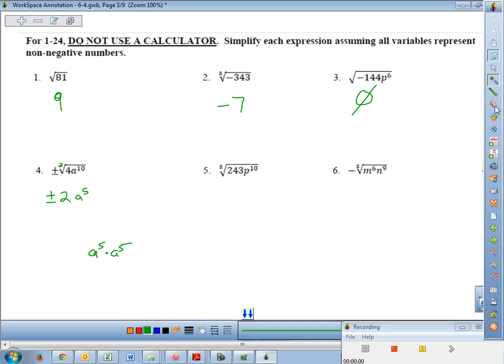Kind of root. Even or odd? Odd. So it doesn't matter what's underneath there. 243. Is that a perfect 5th? Perfect 5th. What is the 5th root of 243? 3. And then p to the 10th. What's the 5th root of that? If you do power over root, the base will stay a p, and what will you get? P to the 2nd. Power of 10, root of 5, just divide them. Cool? Let's give 6 a try.